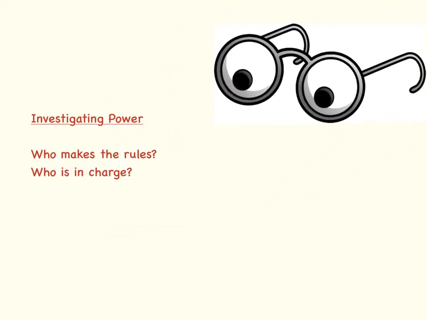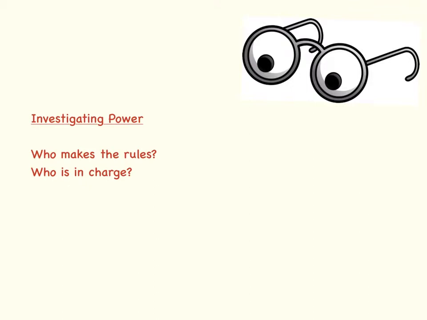Readers, as we consider power in a story, there are questions that we can ask ourselves. At the beginning of a book, we're going to think about who makes the rules and who is in charge. So, let's consider these two questions while I read a part of Number the Stars aloud. Readers, let's think all the way back to the beginning of Number the Stars, when Anne-Marie and Ellen are running down the street and they bump into the soldiers. And the soldiers then give them orders.